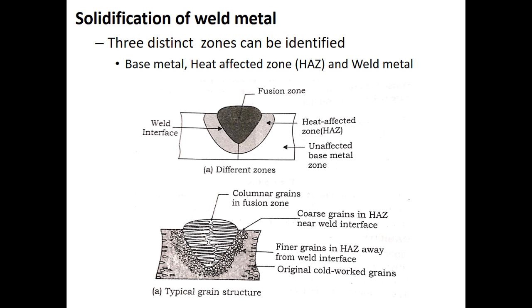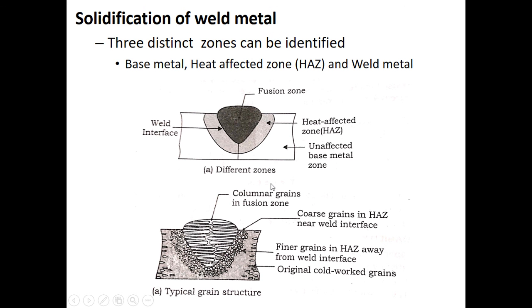Now, if you look at the diagram again, you can see that at the central zone you will get columnar grains, and in the heat affected zone you are getting comparatively finer grains, and in this region you will get the original cold worked grains. This is how the grains would look. The fine grains are comparatively less fine than the base metal grains. So there are three zones: the fusion zone, the HAZ, and the base metal zone.